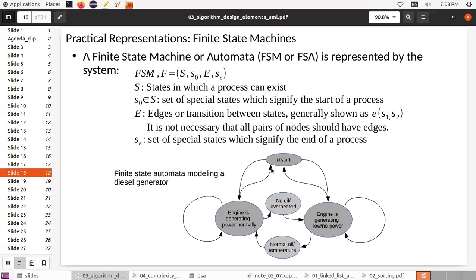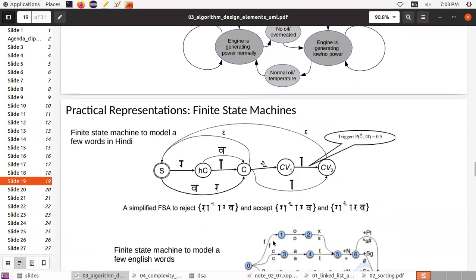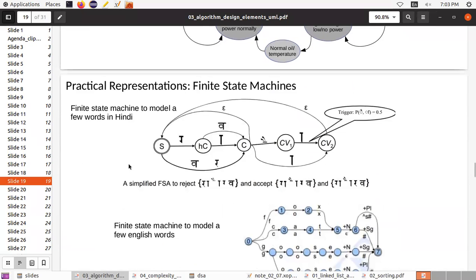But there could be a lot more complicated states in the case of a finite state machine. There can also be probabilities or yes, no conditions on these transitions. There could be conditions on the transitions and we'll look at that. So for example, this is a finite state machine to accept certain words in Hindi.